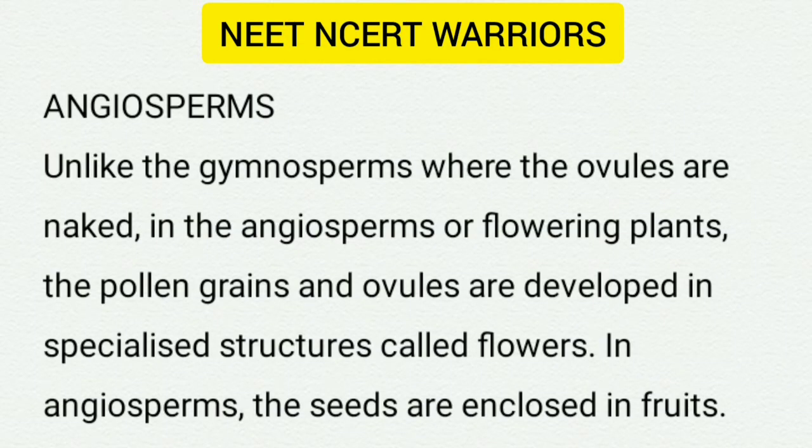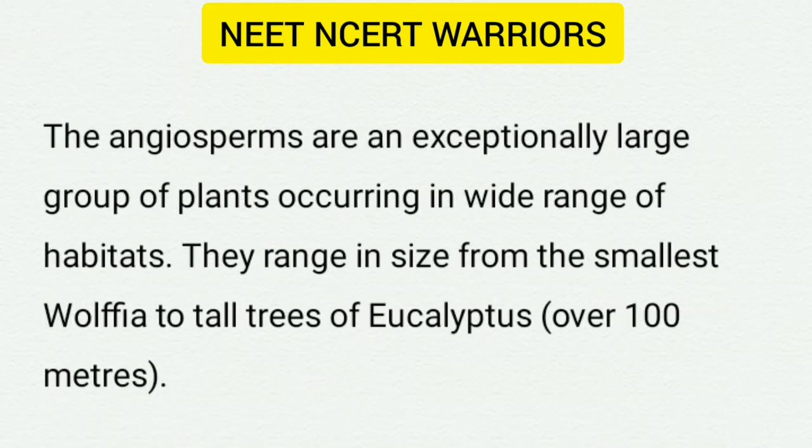Topic: Angiosperms. Unlike the gymnosperms where the ovules are naked, in the angiosperms or flowering plants, the pollen grains and ovules are developed in specialized structures called flowers. In angiosperms, the seeds are enclosed in fruits. The angiosperms are an exceptionally large group of plants occurring in a wide range of habitats.